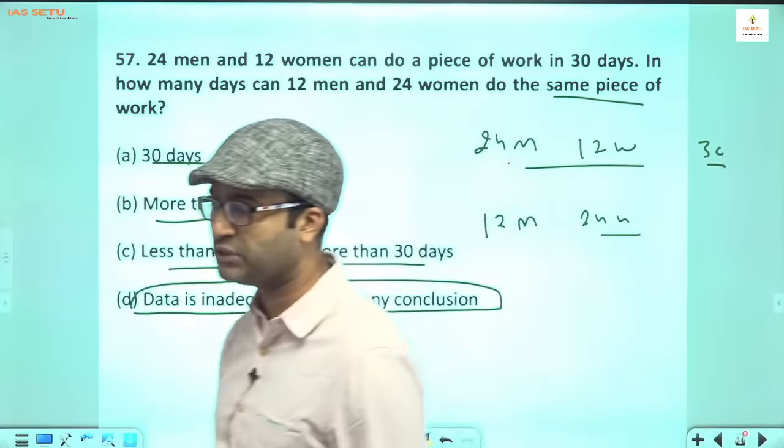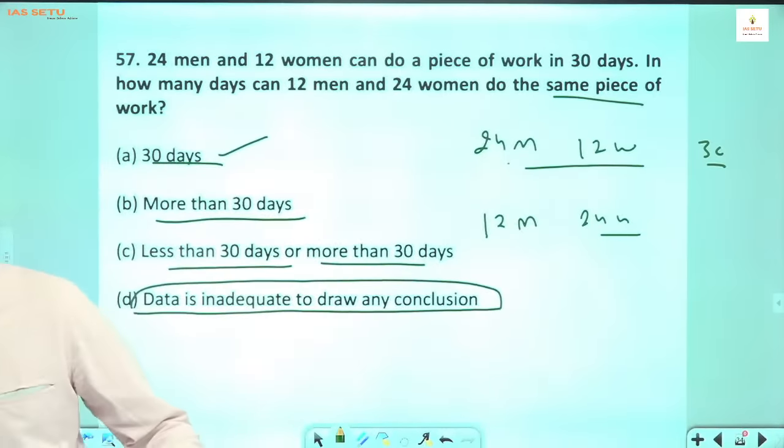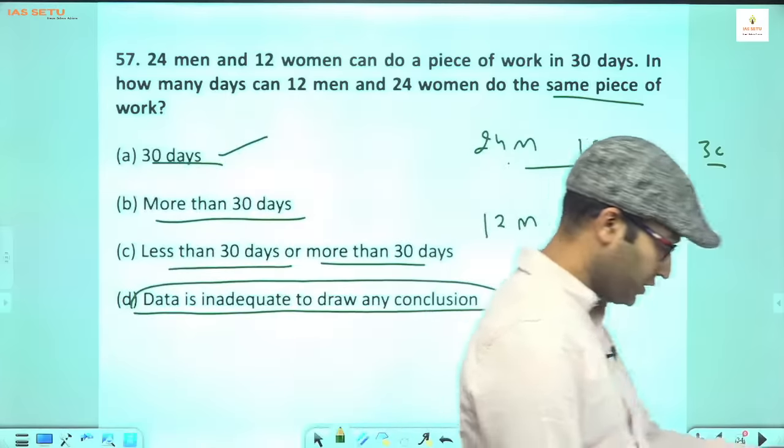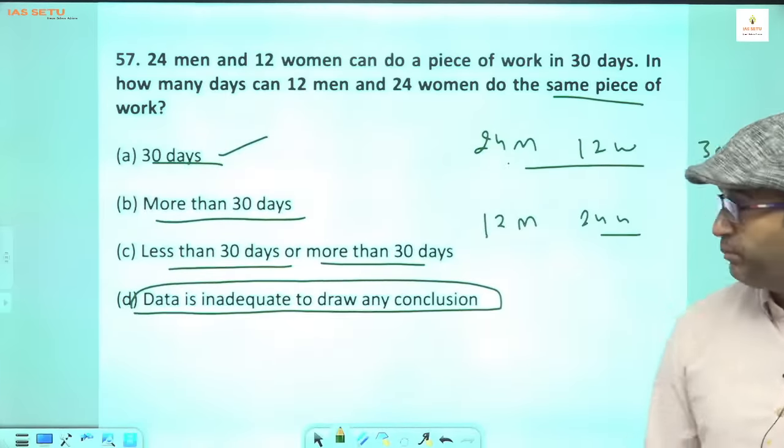Unless we know the efficiency relationship between male and female, we cannot find the answer for this question. So here the answer is D. This is the simplest question.